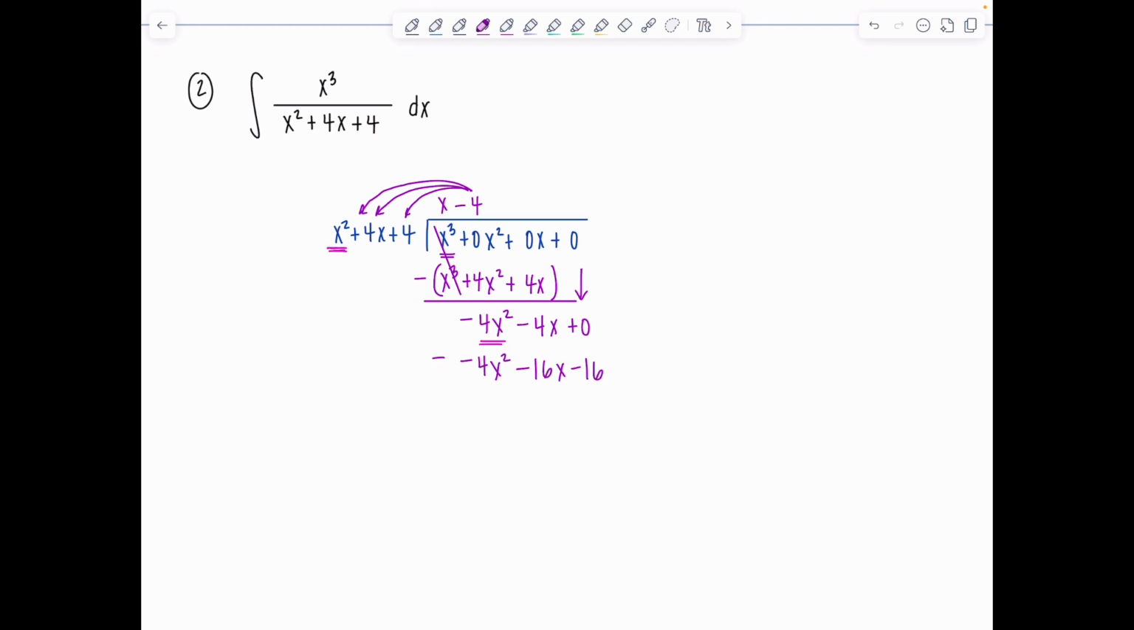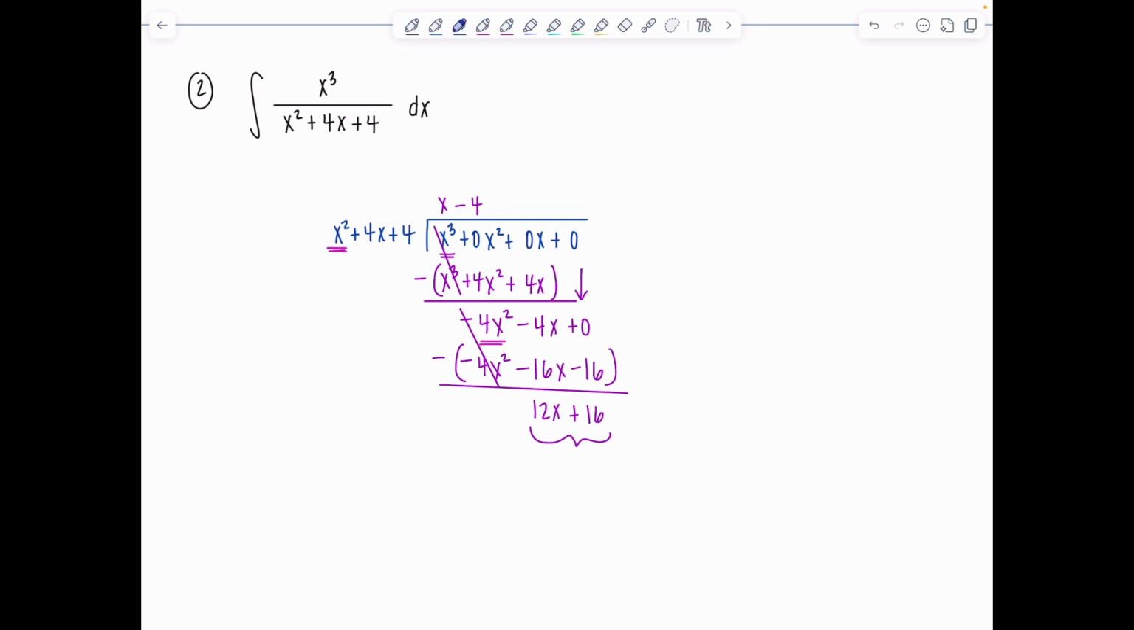Good? Then we subtract that from the row above. This should cancel. Negative 4, be careful, plus 16 is 12x. And then this is positive 16 now. Now this is my remainder. How do I know that? Because this is degree 1 and my divisor is degree 2. It's higher, so I can't divide it into something of lower degree. So we are done. So now how would you rewrite your integral?